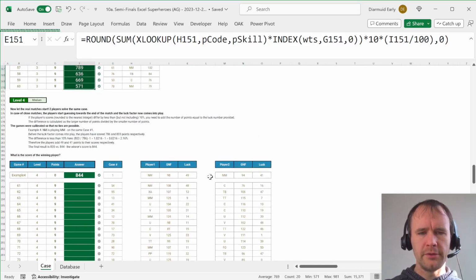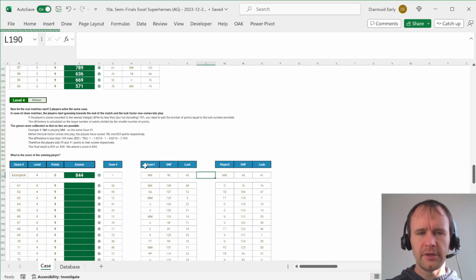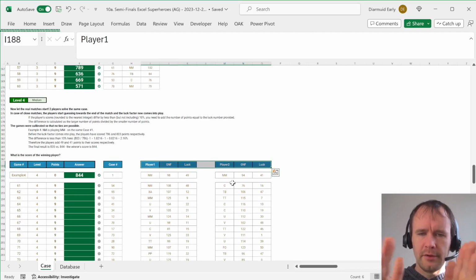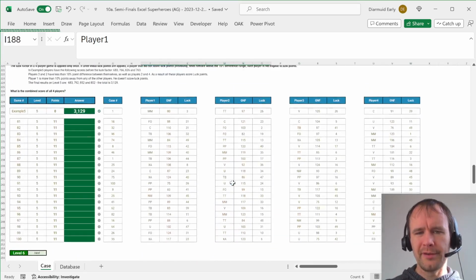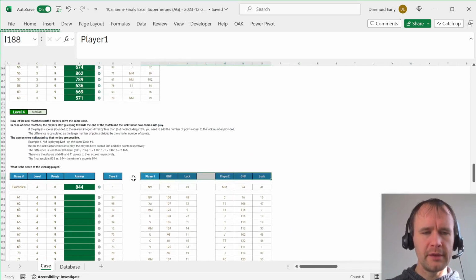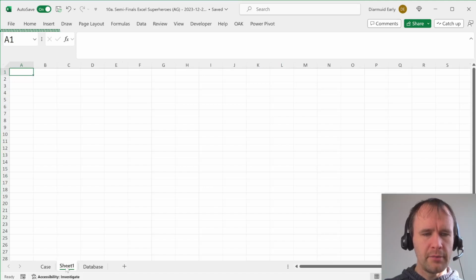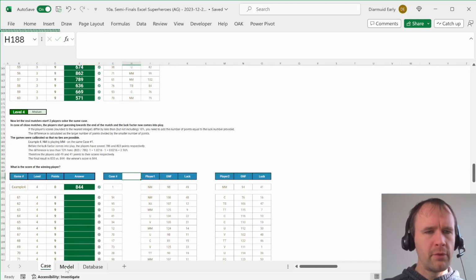Okay, so now for the rest, I think it's probably going to make sense to have a model on a separate tab. You could quite conceivably do this, especially for the two-player one, building a cross. For the four-player, you could kind of do it, but it's going to get pretty ugly by the time you get to the eight-player. I think it's going to be better to have a separate model tab, so let's do that. We'll put our game number here, so I think we're on level 4.